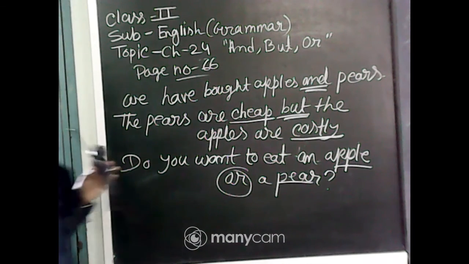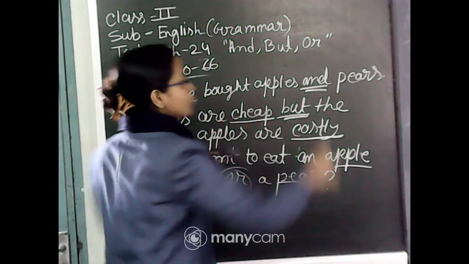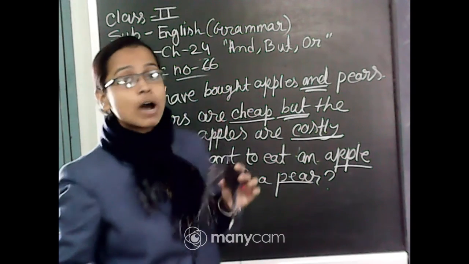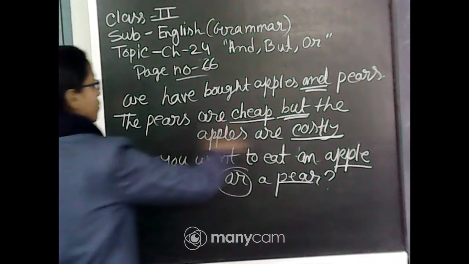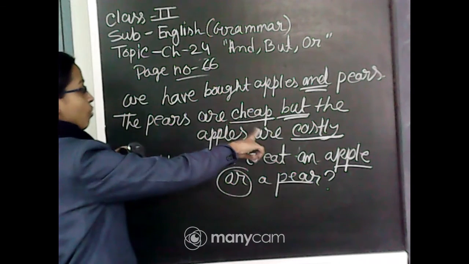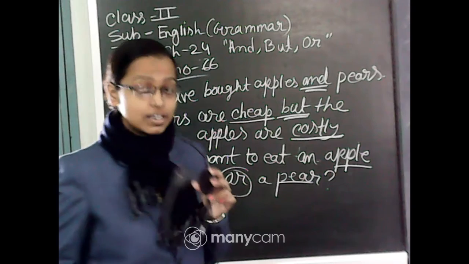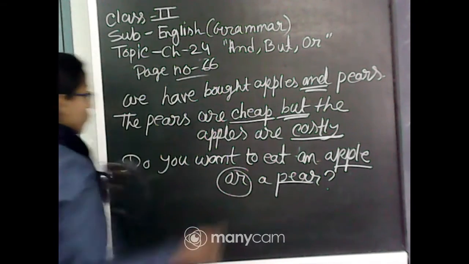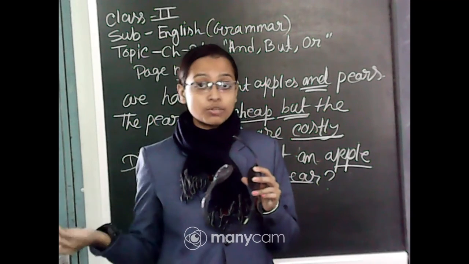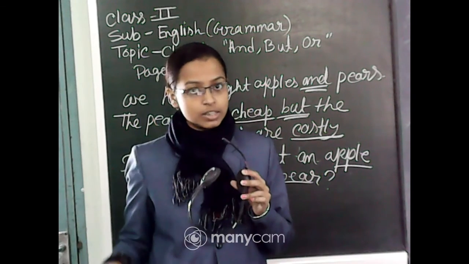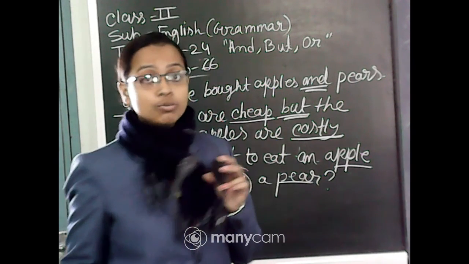Okay, so let's see once again where we will use and, but, or. When we need to join two sentences or words of the same category, then we will use and. And when we need to join sentences or words of opposite meaning or contradictory sentences, then we will use but. And when we need to choose between two things or more than two things, then we will use or.